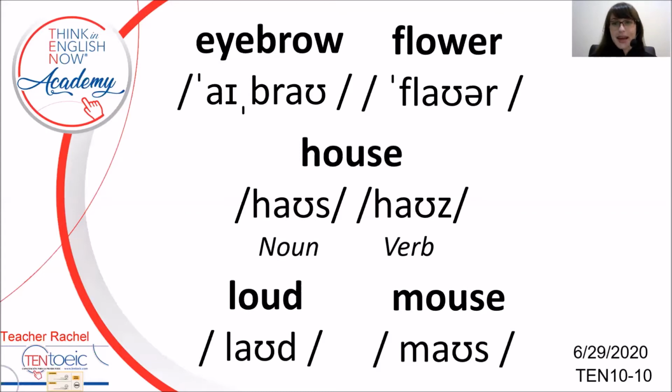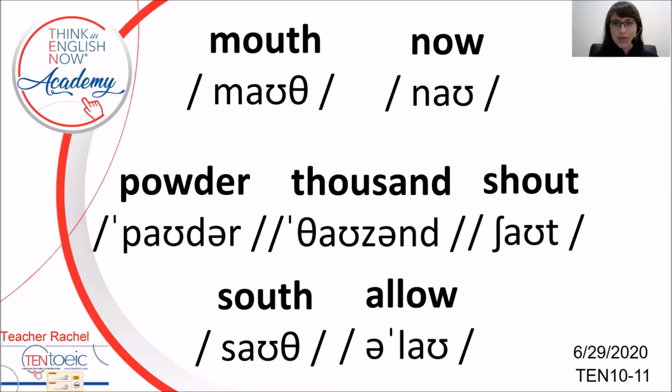Mouse. This is an animal and it's very tiny, maybe, and sometimes it comes in your house. Many people think it likes to eat cheese. So it's real tiny and it has a long tail. Also, this is called a mouse. We use it for our computer. This is called a mouse. Mouth. This is our mouth right here.